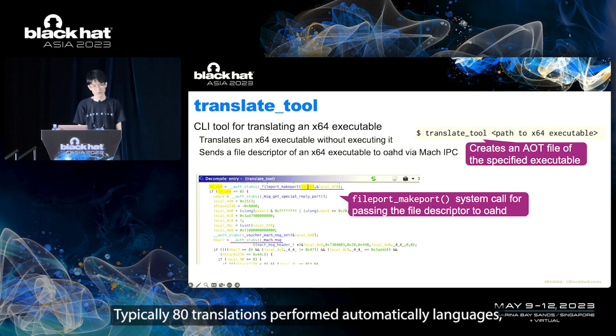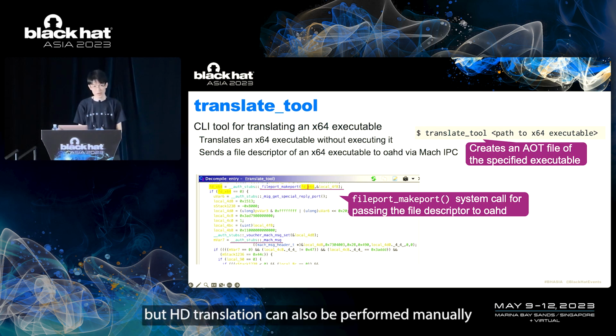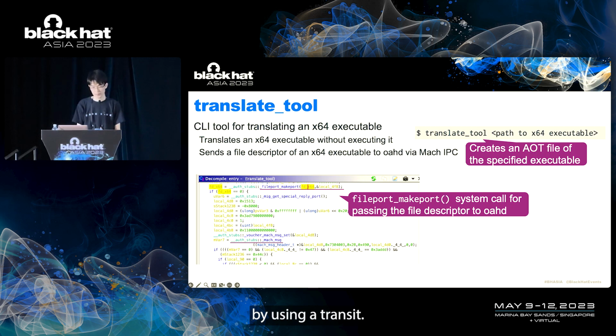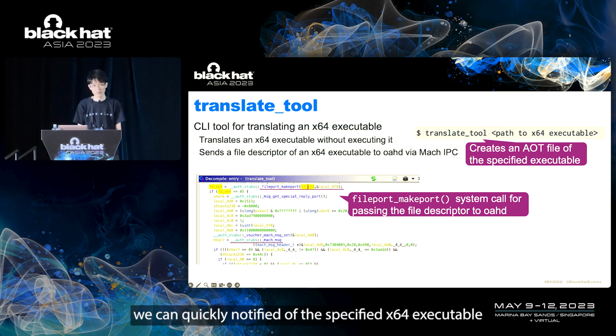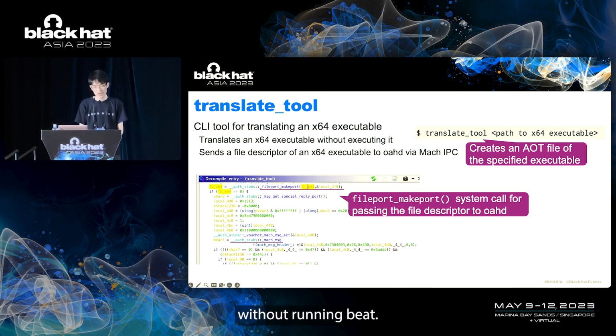Typically, AOT translation is performed automatically like this, but AOT translation can also be performed manually by using Translate2. By using this tool, we can create an AOT file of the specified x64 executable without running it. Its inner workings are to send a file descriptor of an x64 executable to the OAHD daemon via the Mach IPC mechanism.